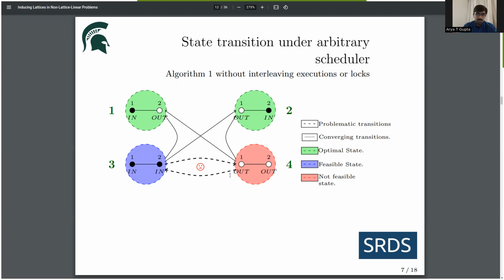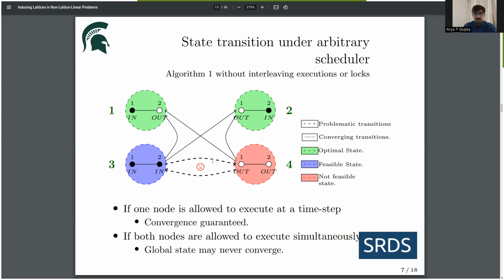So state 4 transitions to state 3. Now in state 3, both the nodes are in. If again both the nodes read the states of each other at the same time, they both will decide to move out. So state 3 will transition to state 4, and this can continue forever. So here we see that if only one node is allowed to execute at a time step, then we can guarantee convergence. But if both the nodes are allowed to execute simultaneously, then the global state may never converge.